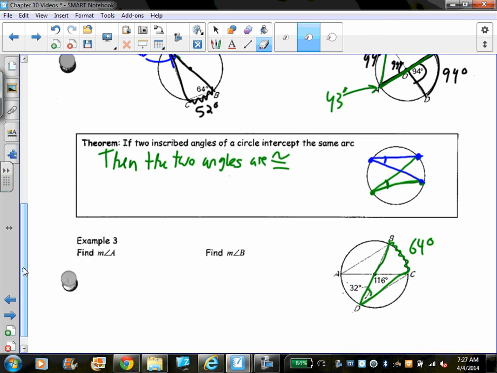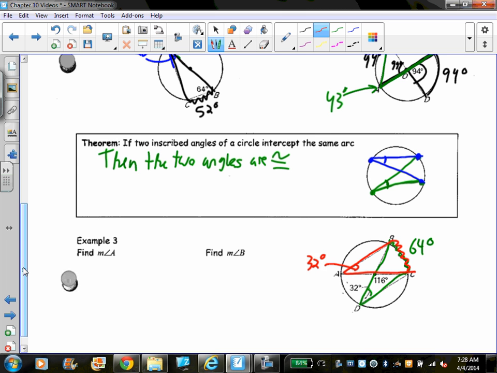Notice that A, that angle, is opening up to the same arc. It's also opening up to BC. What that means is that A is going to be the same size as D, which means that A will also be 32 degrees, right there.